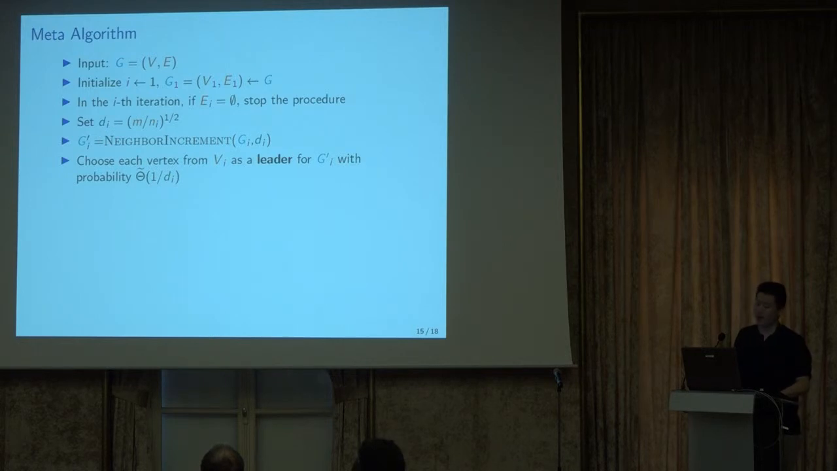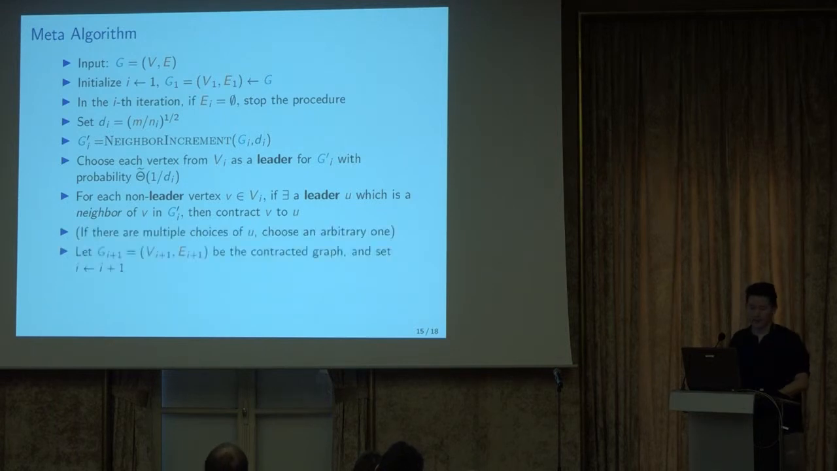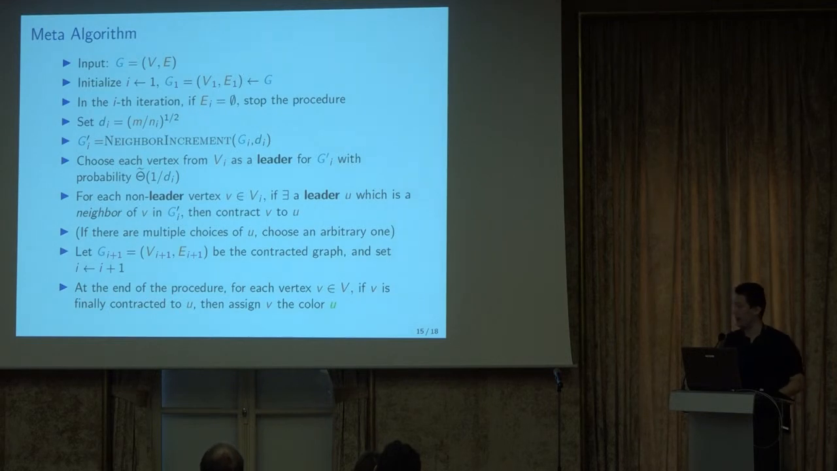Then because Gi prime has very high degree, we can choose each vertex as a leader with probability about 1 over di. And as I mentioned before, each non-leader vertex will have at least one leader neighbor. So after the contraction, all the non-leader vertices will be contracted. And we let Gi plus 1 be the contracted graph. Then we repeat the previous procedure until every single connected component is contracted to a single vertex. Then we can output all the connected components.